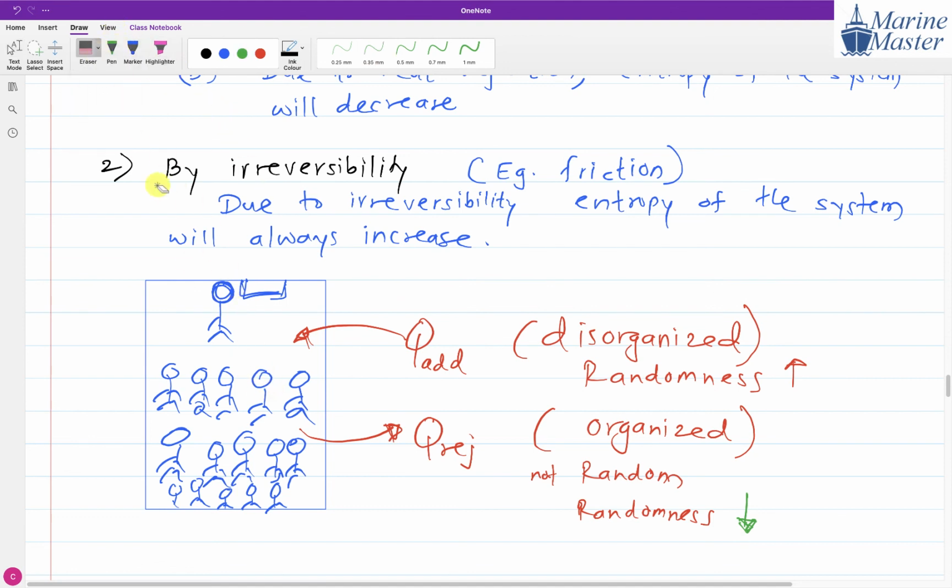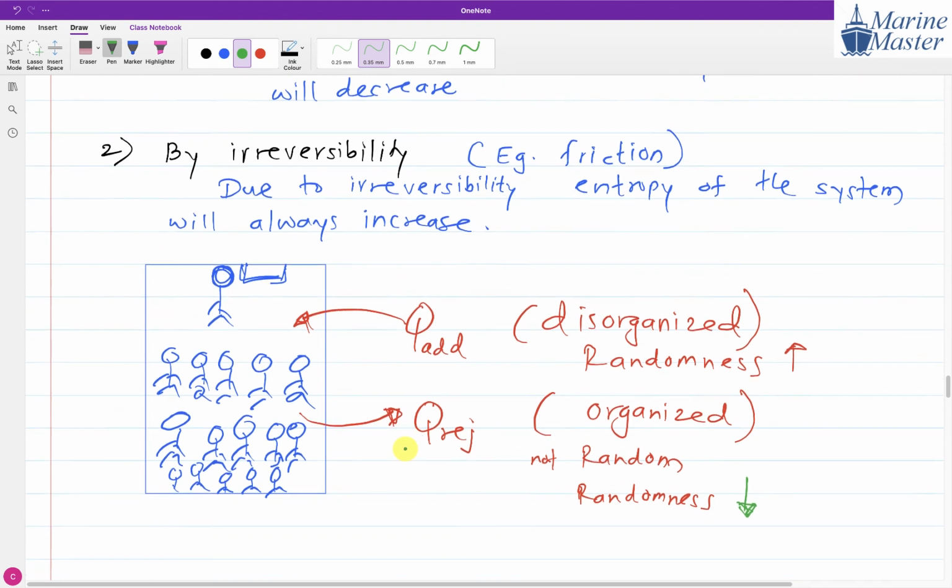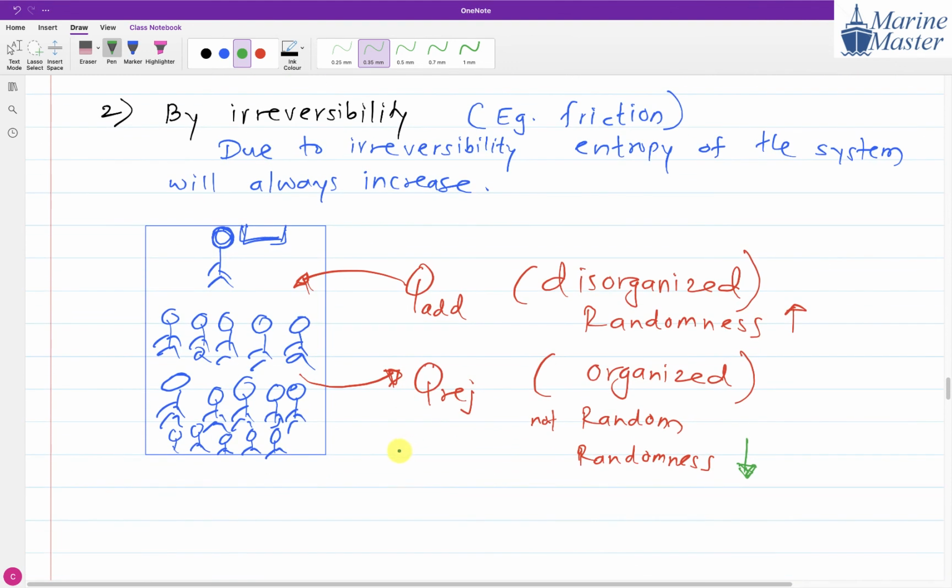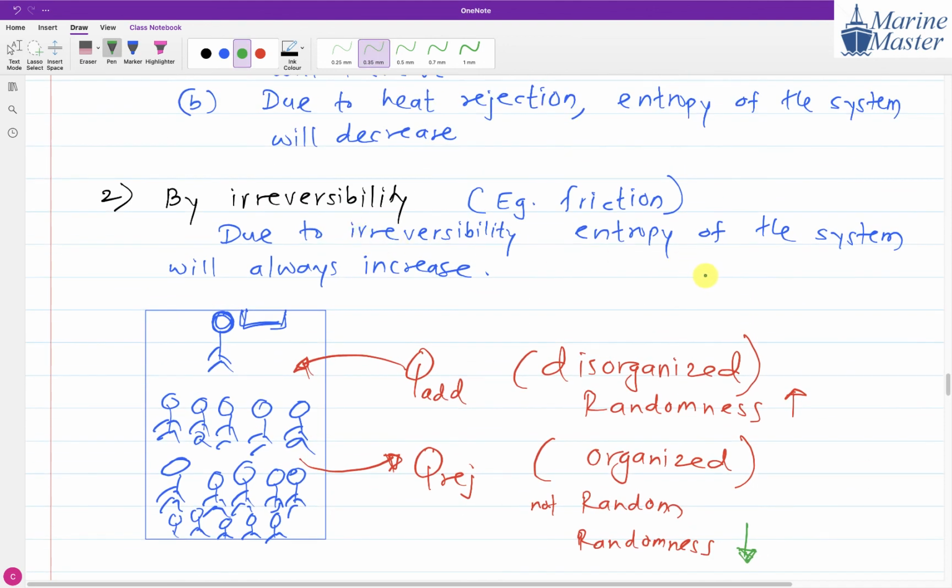So suppose there are some naughty students in the class. Whether we keep them in a heat-added classroom or an air-cooled classroom, what is their task? To disturb the class. Due to those naughty students, the entropy, randomness or disorganizedness of the classroom is going to increase. So a naughty student is nothing but the irreversibility of our classroom.